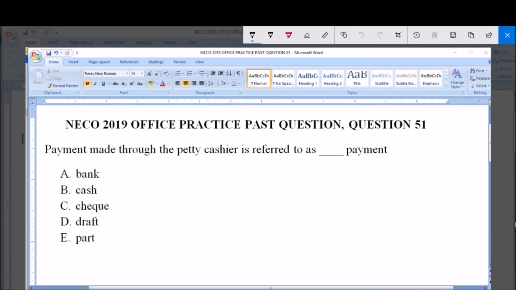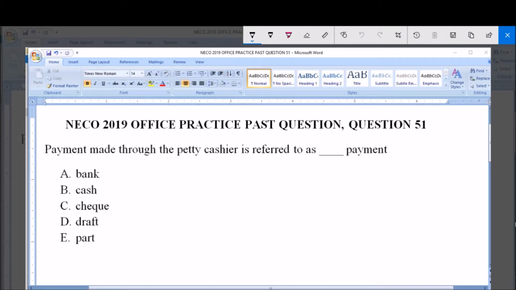I will be answering NECO 2019 Office Practice Past Question, question 51. Payment made through petty cashier is referred to as dash payment. A. Bank, B. Cash, C. Check, D. Draft, and E. Part payment. So the question says payment made through petty cashier, that is payment made by what?